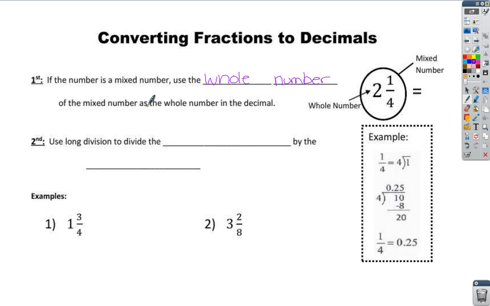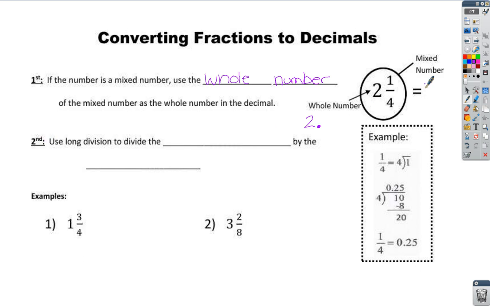Use the whole number of the mixed number as the whole number in your decimal. That's just saying that this 2 is our whole number in our mixed number. So this big number, 2 and 1/4, is our mixed number. The whole number is that 2. When we make this a decimal, that 2 is going to go in that first spot, and then the decimal. Next we'll solve for the fraction part of what it would be in our decimal.